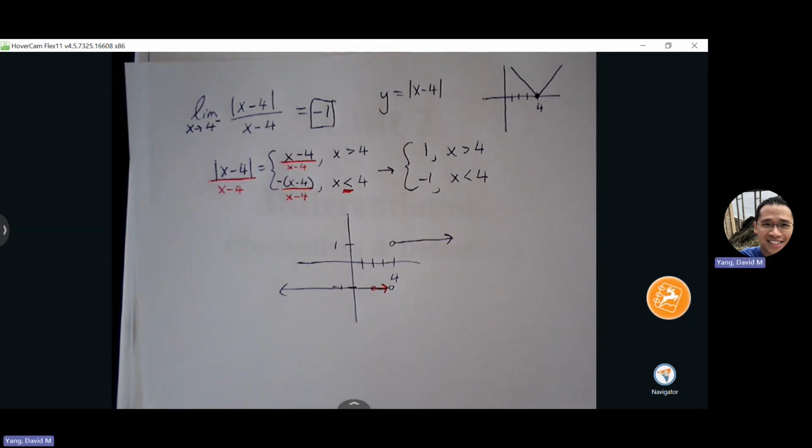Okay, does that process make sense? There's a similar problem like this on the test review, so you guys can practice that process now that we've gone over it.